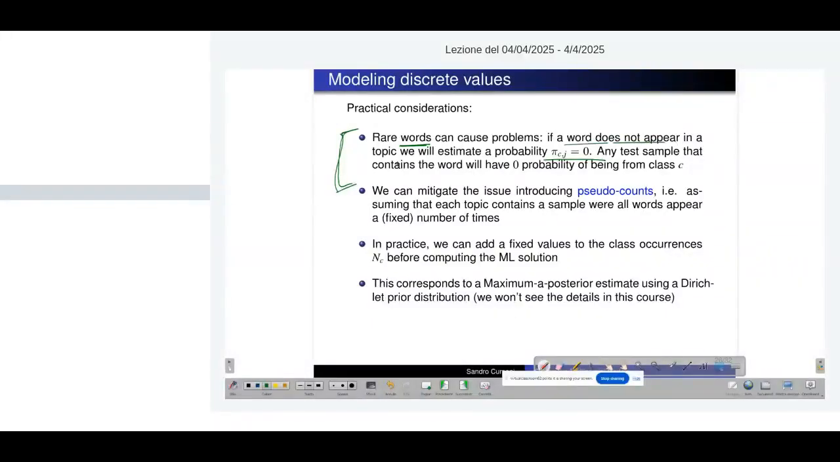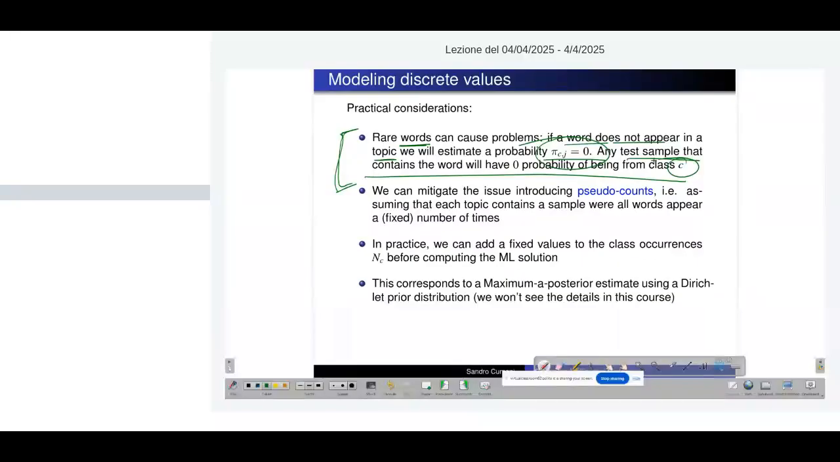Problem: if we have a word that does not appear at all in a topic, then our maximum likelihood will say that the probability of that word given the topic, or given the class, is 0. That's the same as the head tossing problem, where we had few heads and we said the probability of tail is 0. If a test sample contains the word, then the probability of that class for the sample will be 0, assuming that the word appears in the other classes.